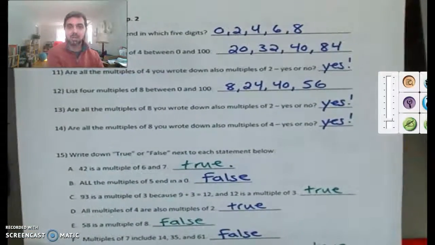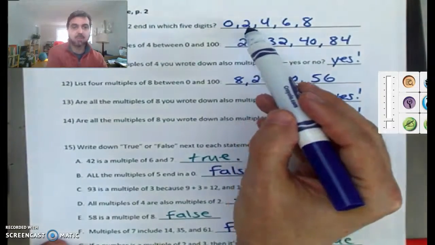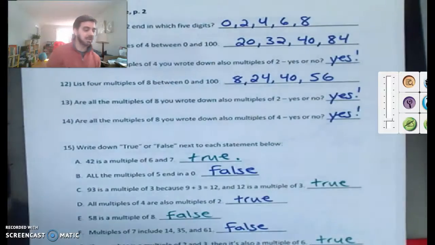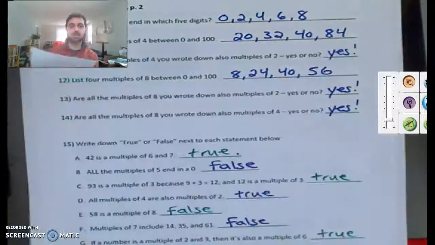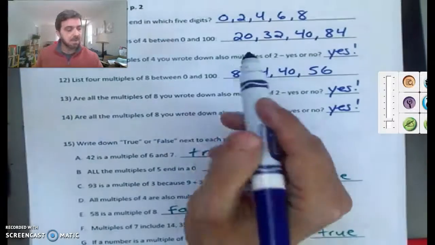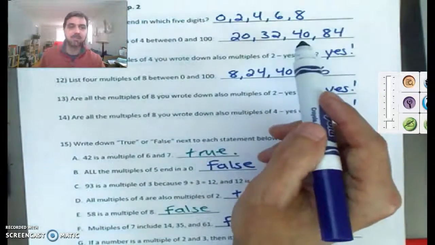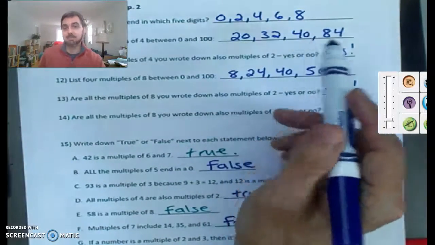On this page, multiples of 2 end in 0, 2, 4, 6, or 8. They're all even numbers. We can see that on the chart here. Multiples of 4, there's a lot of them. I put down these ones. And if it's a multiple of 4, it has to be a multiple of 2 because they're all even.